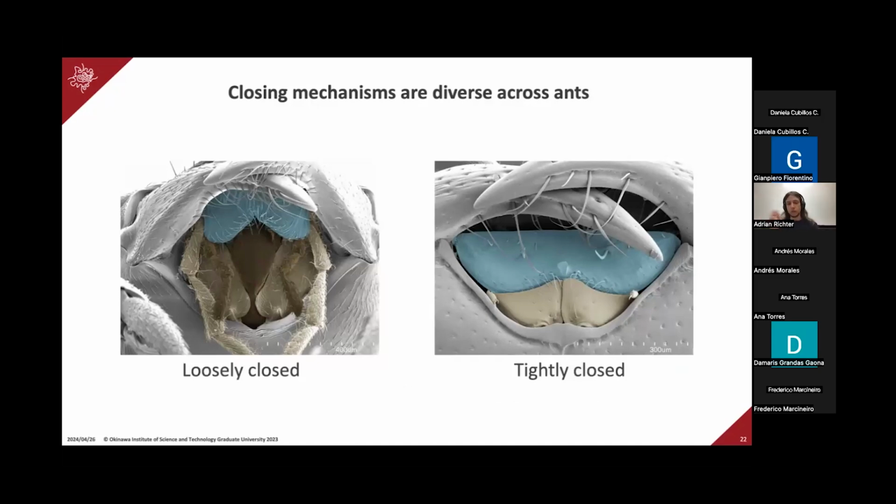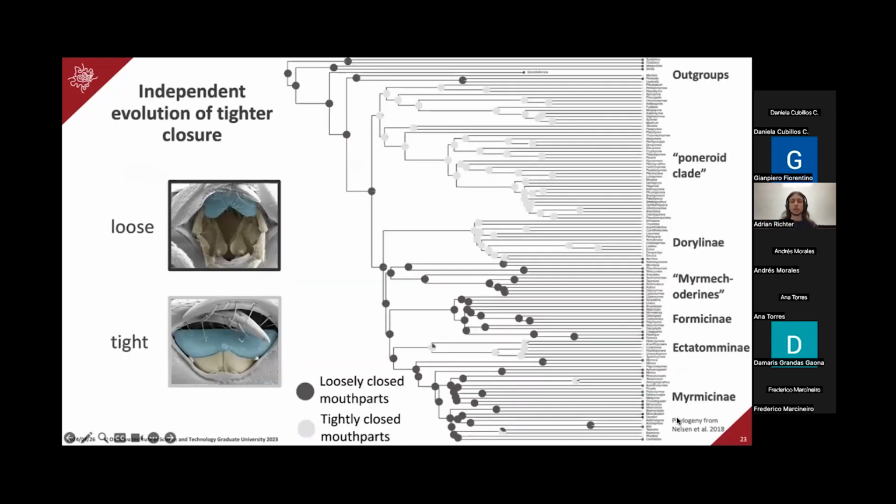I won't go into all of this detail right now, but suffice to say, some ants have more loosely interlocking mouthparts and some ants have very tightly locking mouthparts. If we reconstruct the evolution of these differences, we can see that the loose condition is retained across most of the backbone of the ant phylogeny. Then it was specific clades that switched towards this tighter interlocking.